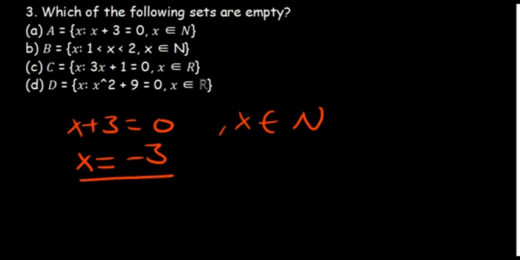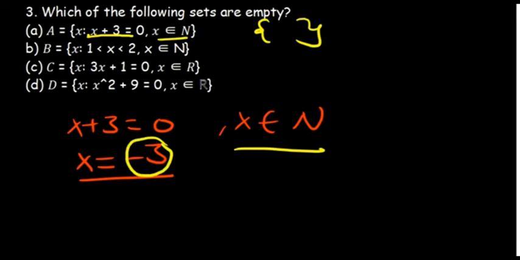But does it qualify to be a natural number? It doesn't. So if there is no value of x that satisfies the equation and also meets the condition, then the set is said to be empty. Since the only value that satisfies the equation is not a natural number, we can say it is an empty set.